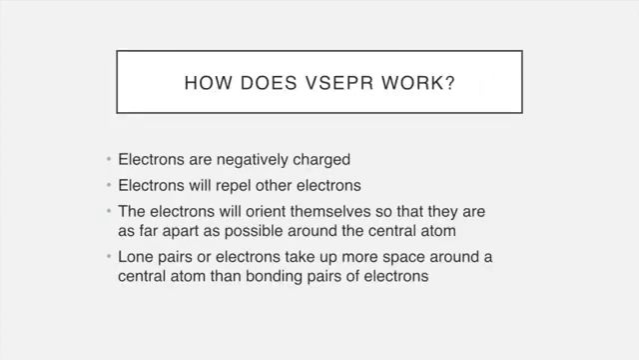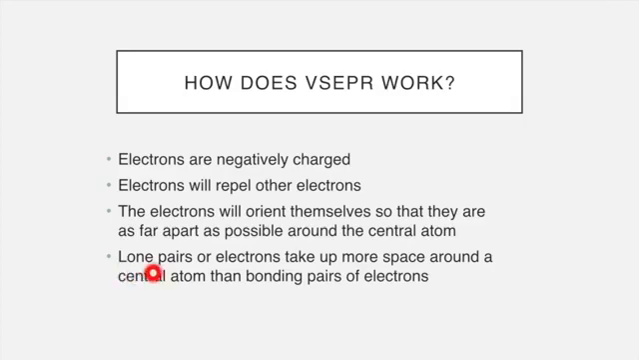So how does VSEPR theory work? VSEPR theory is based off the fact that electrons are negative. So remember, electrons have a negative charge. When you have bonds and lone pairs around an atom, those electrons will repel each other. It's not likely that you're going to have 2 bonds very close together because they're going to repel. So when you're figuring out the shape, the electrons are going to orient themselves so that they are as far apart as possible around the central atom.